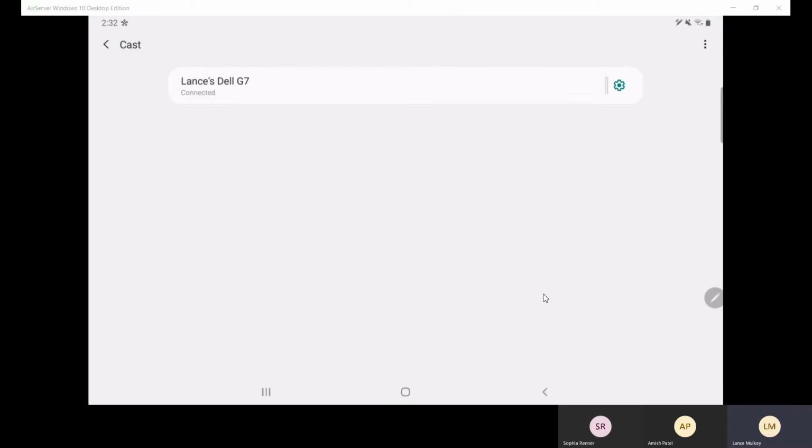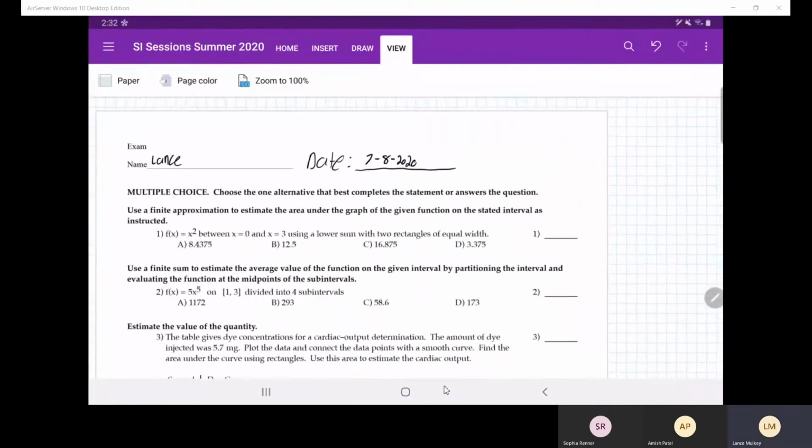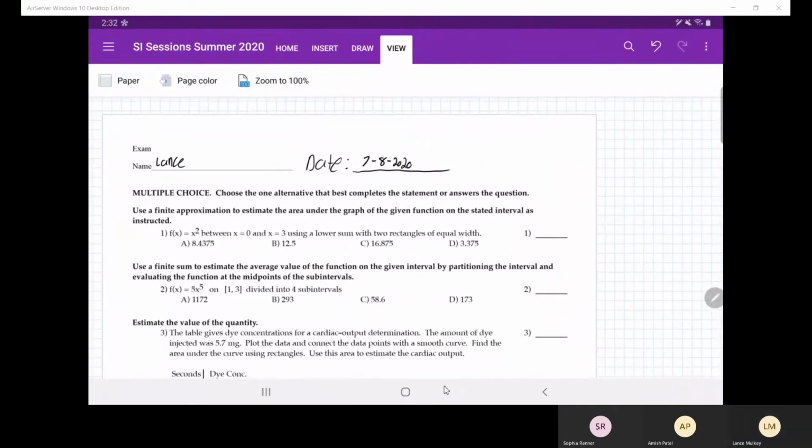So I'm just going to go ahead and hop into this as long as y'all can hear me. I'm assuming if I'm not getting any messages, that's good. All right. First problem.